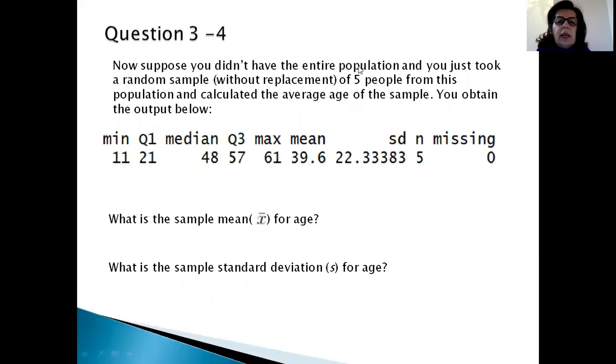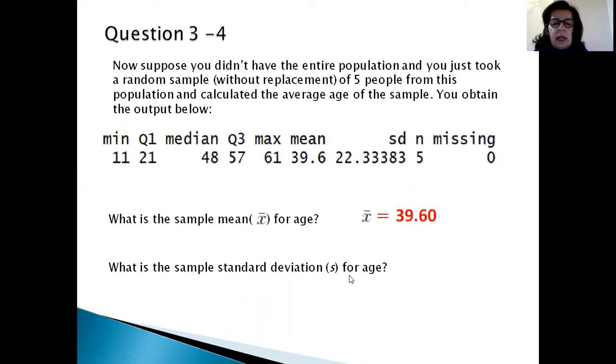Now, suppose you didn't have the entire population and you just took a random sample without replacement of 5 people from this population and obtained the following output. What is the sample mean for age? Notice that it is X bar. When it's the population mean, it is mu. When it's the sample mean, it is X bar. The sample mean for age is 39.6, as you see.